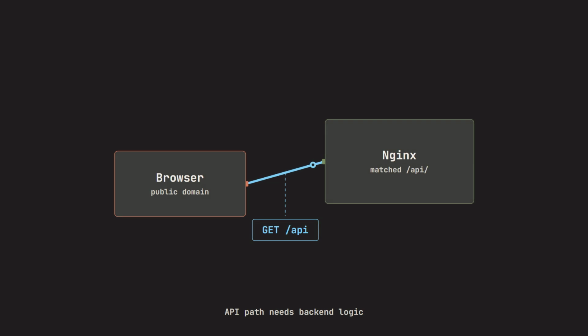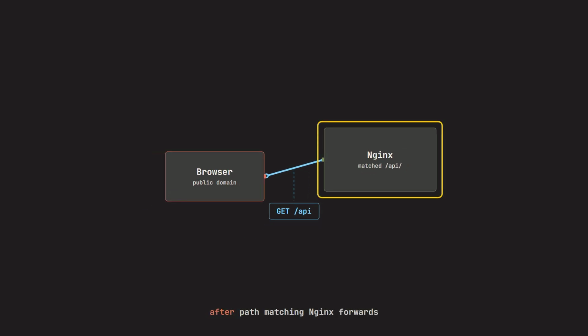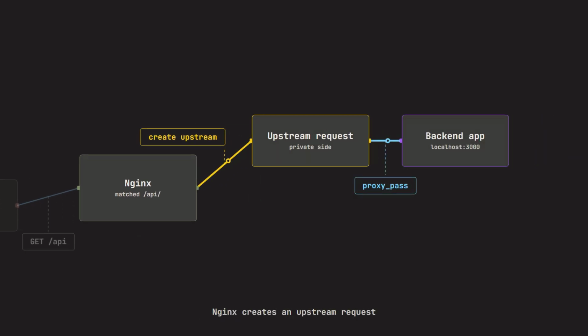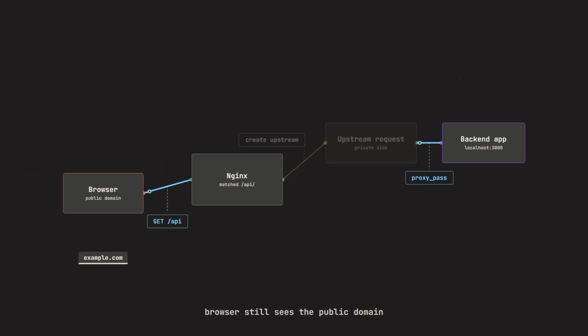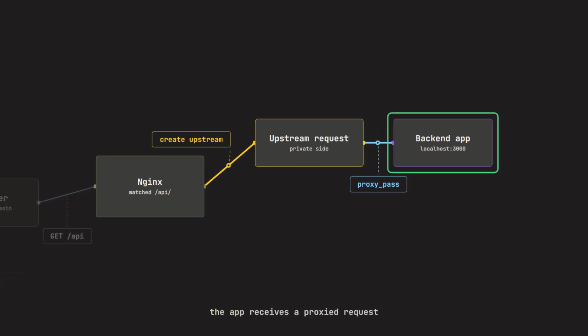Now take the API case. A request under an API path usually needs backend logic, so after Nginx matches that path, it can forward the request to another server. That server might be running on the same machine on a private port. From the browser's point of view, the request went to the public domain. From the application's point of view, the request came through Nginx.